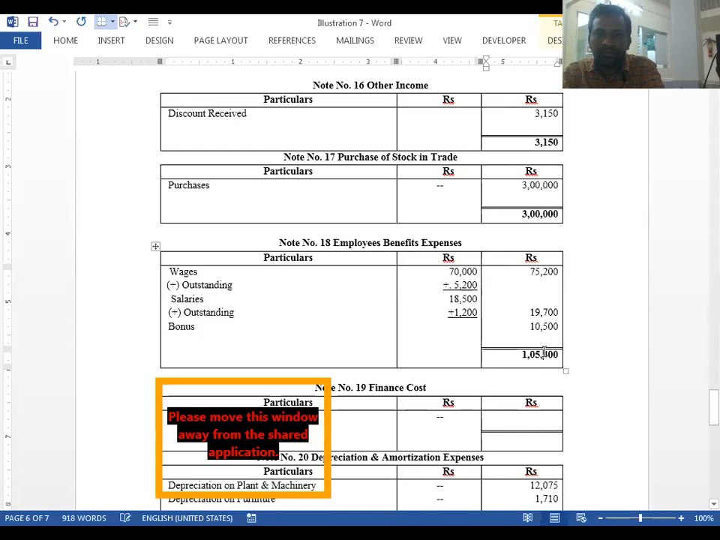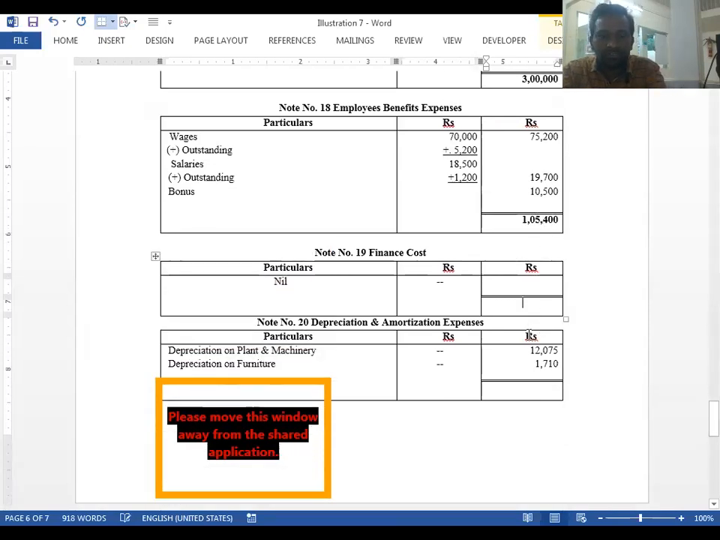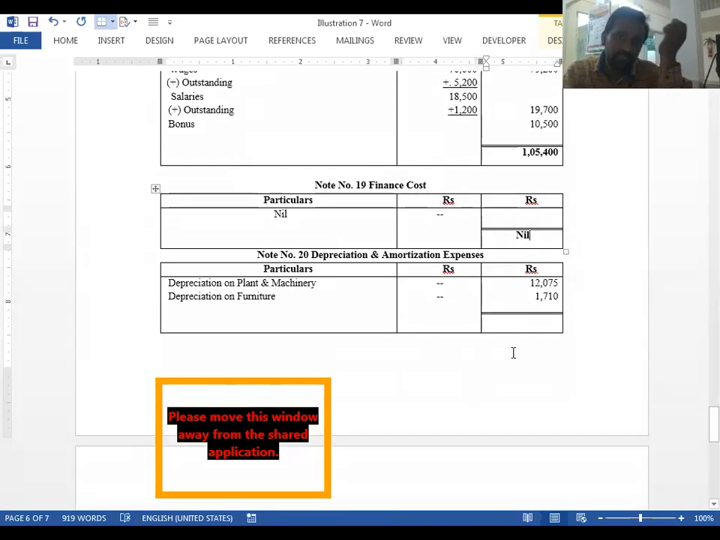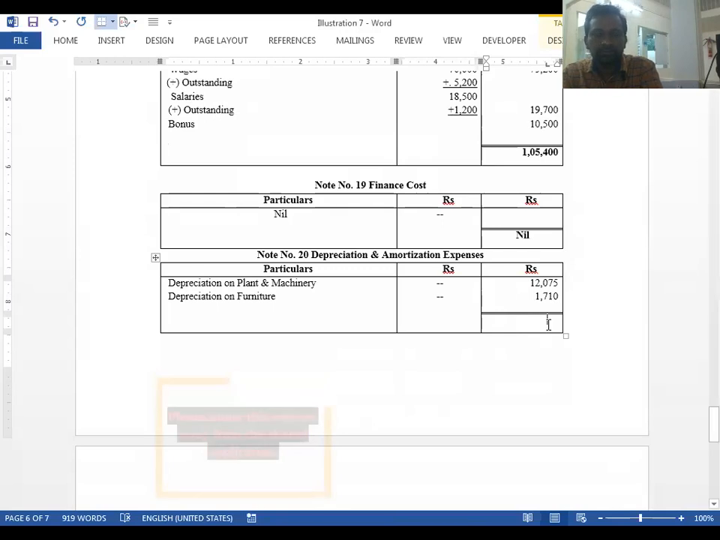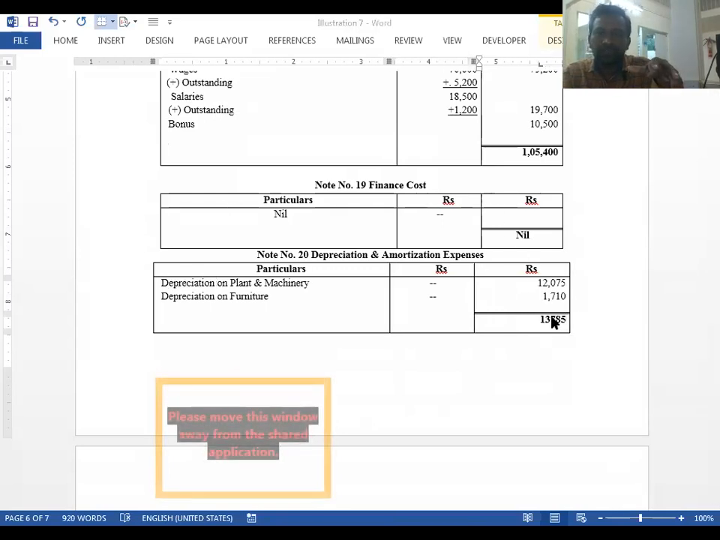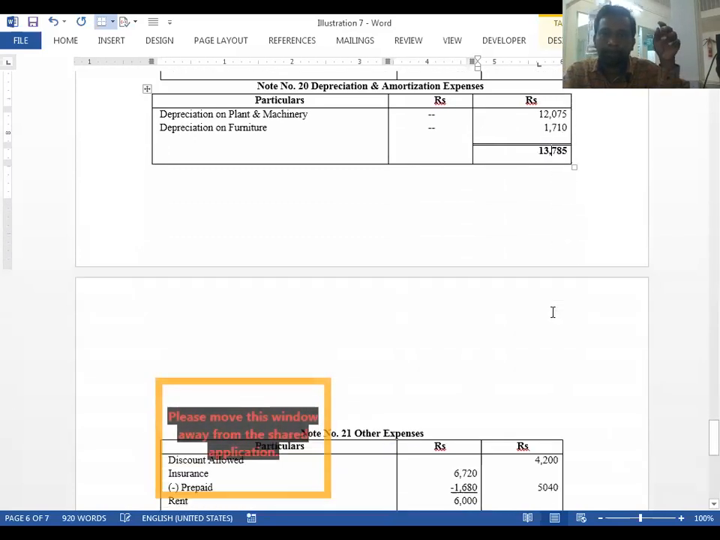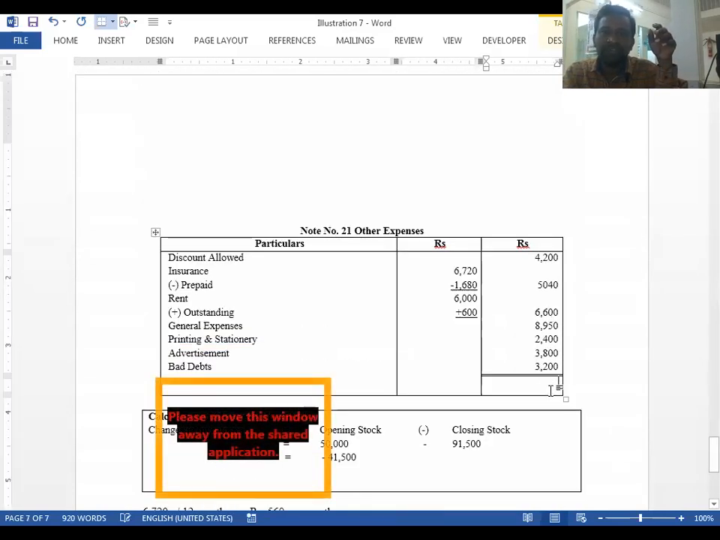There is no finance cost, so it is nil. Then depreciation and amortization, 12,035 plus 1,750. What is the total? 13,785. Very good. And the last one is other expenses, 34,190.